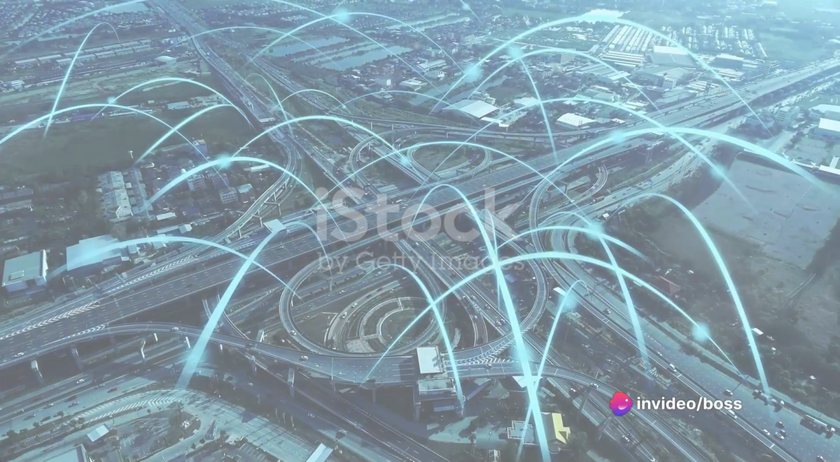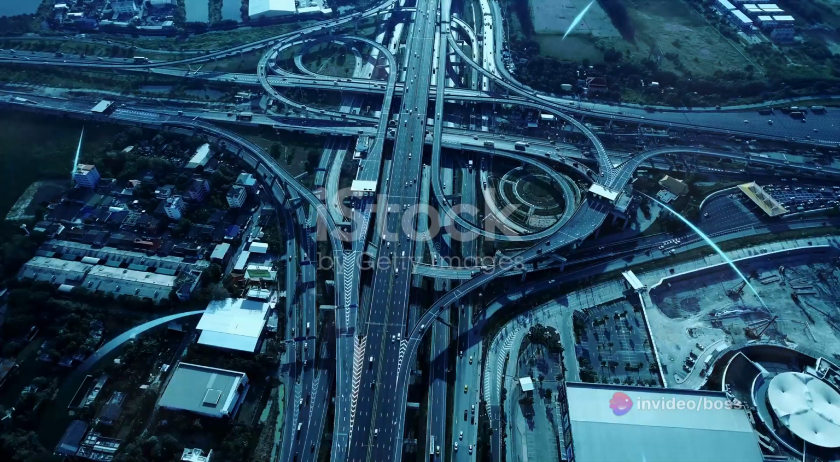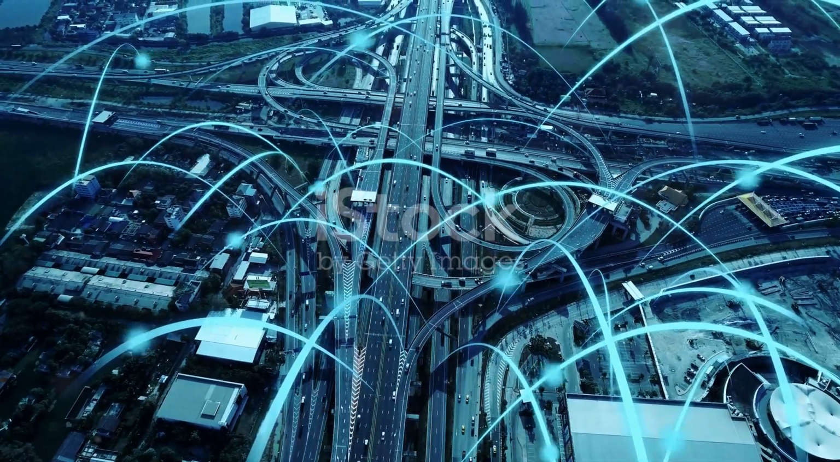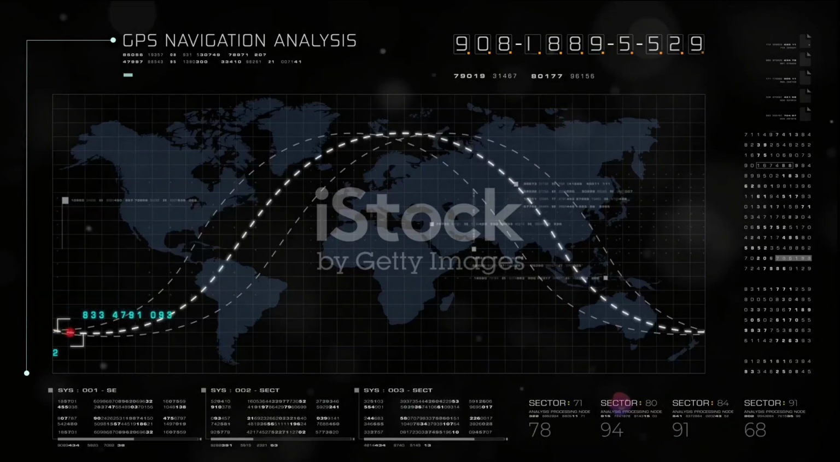Ever wondered how data travels across the internet? It's a bit like navigating through a bustling city. It needs a good map and a savvy guide. And in the vast metropolis of the internet, that guide is the Border Gateway Protocol, or BGP for short.